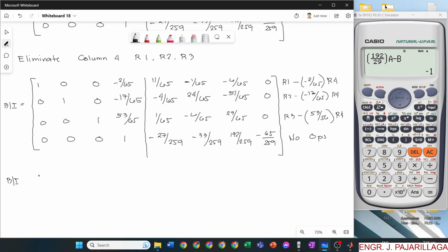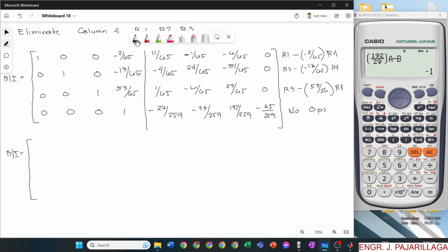B augment I. Okay? So, last and final step na tayo. Okay. So, R1 minus negative 2 over 65. So, ilalagay ko na yan dito. Gawin ko na lang alpha A minus negative 2 over 65 multiplied by alpha B close ko parenthesis. Okay? So, ito yung equation na to. I-input ko na lang ngayon yung value. A being the first row and B being our last row rather.